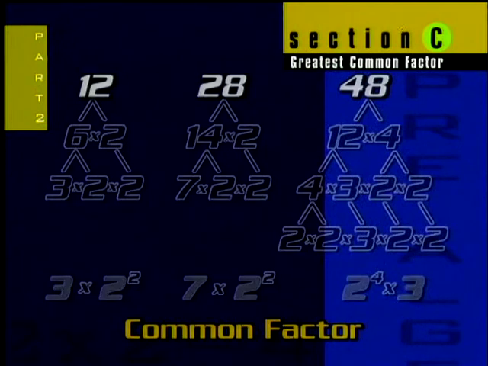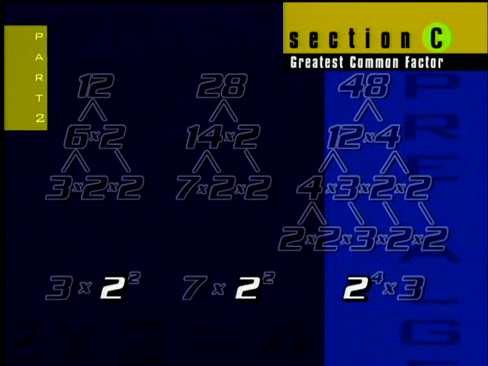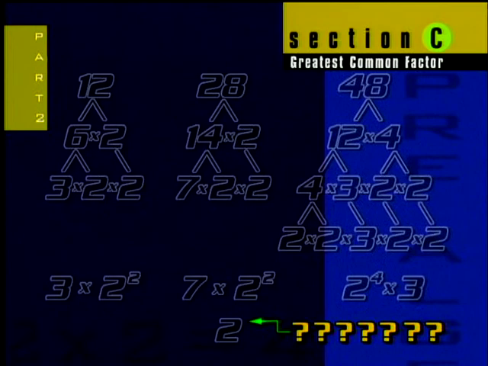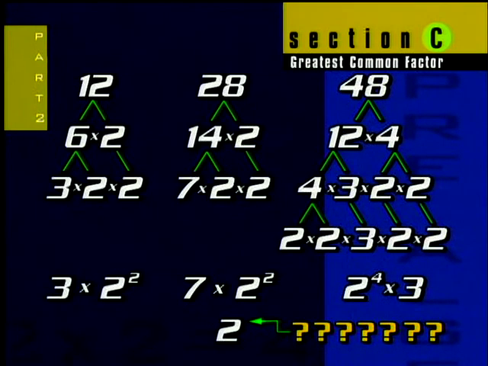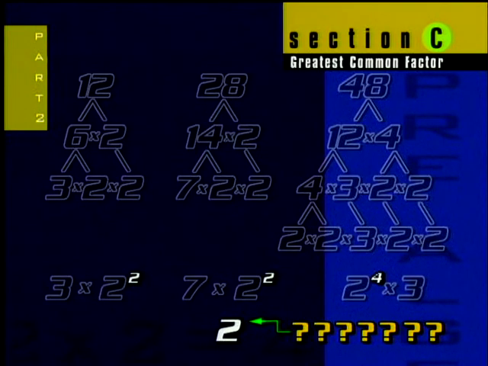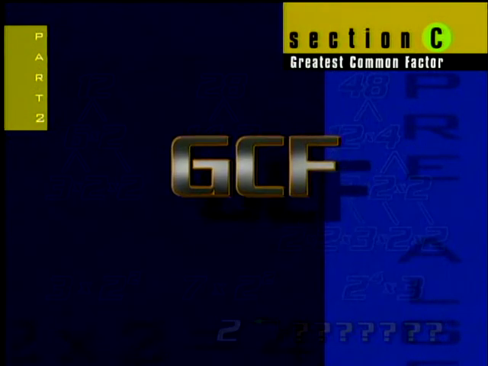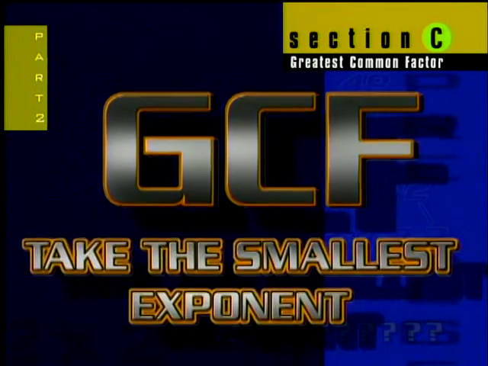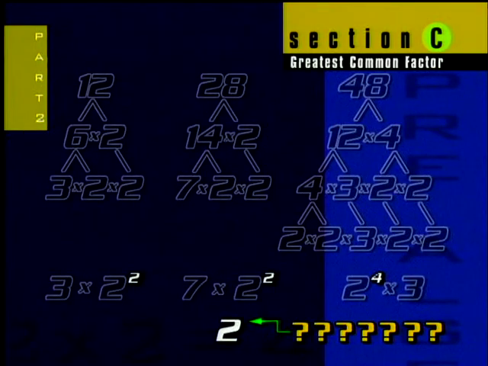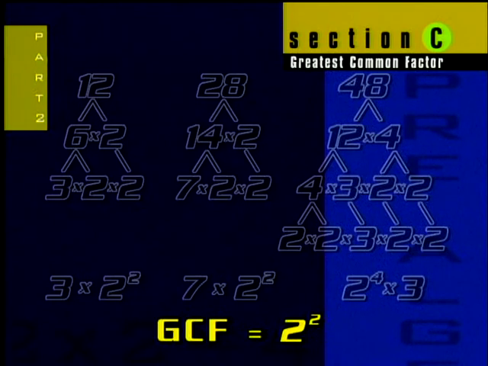So, when we look at the prime factors, we see that 2 is the only one that's a factor of all 3 numbers. So it's going to be the lone base number in our answer. The only thing left is to figure out what exponent 2 will have. When deciding on the exponent, we look at the exponents for each of the 2's. We've got 2, 2, and 4. To get the GCF, we just take the smallest exponent. So in this case, we would use 2 as our exponent. That means our GCF is 2 squared.